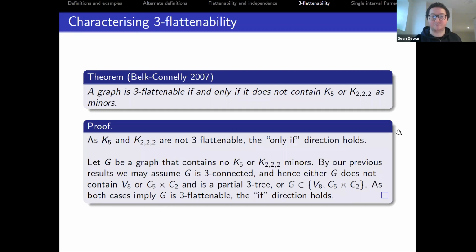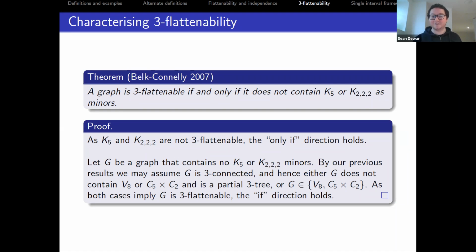Okay, so take G to be a graph that doesn't contain them. By our previous results, we may as well assume that G is 3 connected. If it isn't 3 connected, we can always separate it out into subgraphs, and then we just check the flattenability of the individual subgraphs, maybe subgraphs plus an edge or something. And if they're all flattenable, then the original graph was flattenable. So that's all we need to do. This is why we have this. So we can just assume that G is 3 connected from the off.